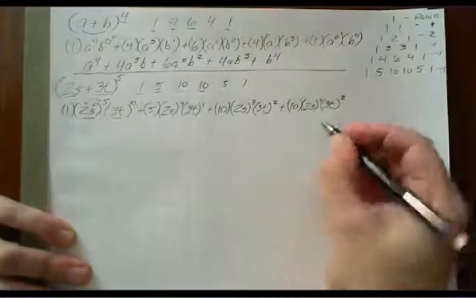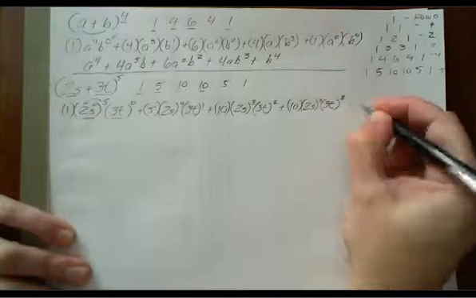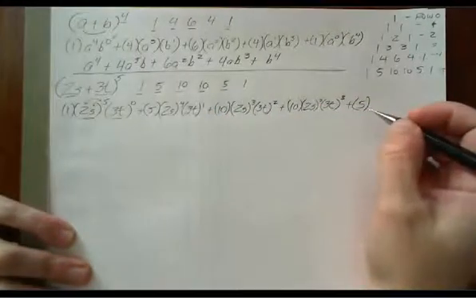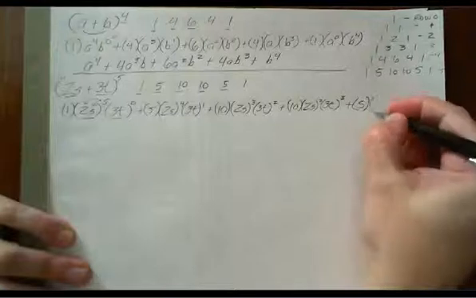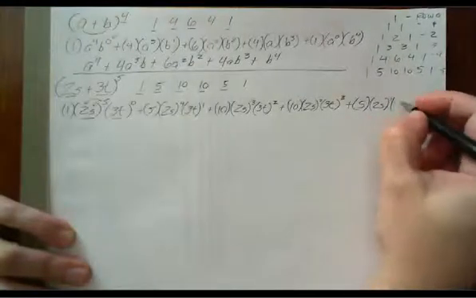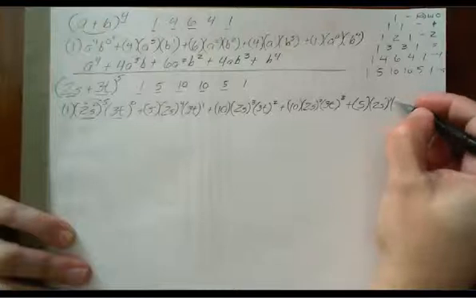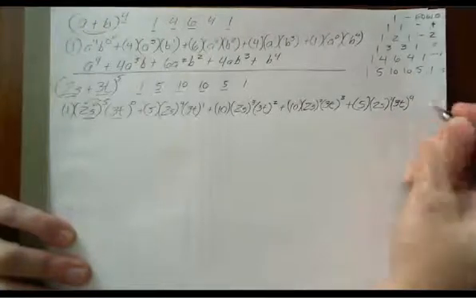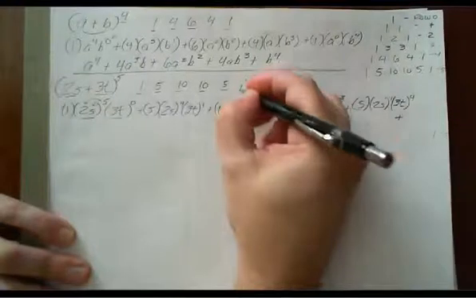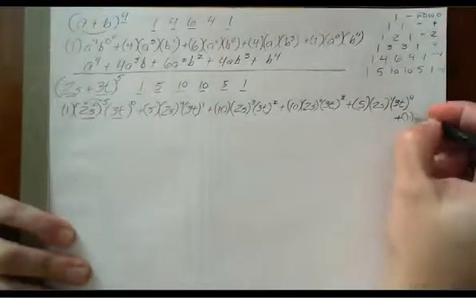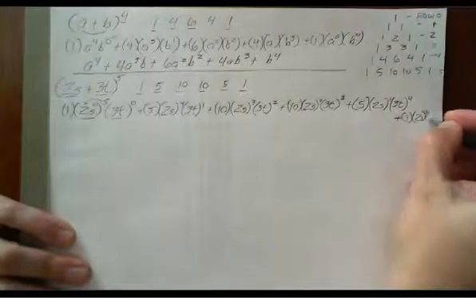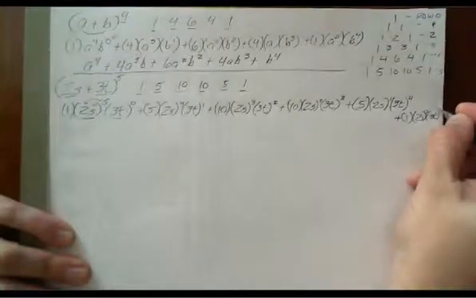Alright, so we're still counting these up. Next coefficient is 5. So we're going to have 5, 2s to the power 1, and then the 3t to the power 4. I'm running out of room here. Last coefficient of 1, and then we're going to have 2s to the 0, and then 3t is to the power 5.